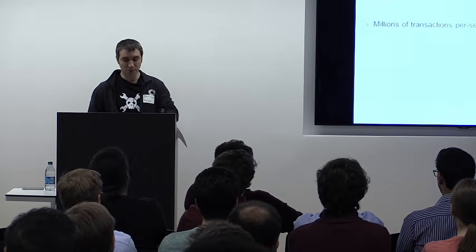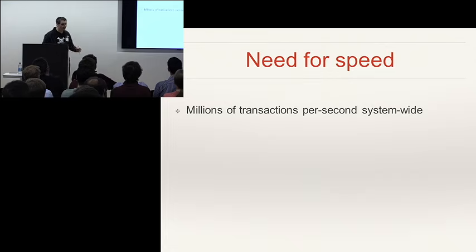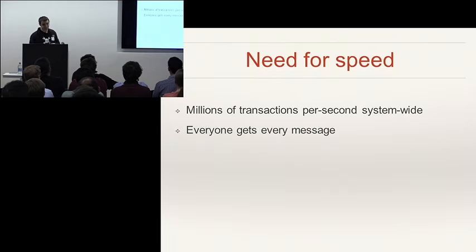So why do we need to be fast, right? We need to be fast for the obvious reasons, the millions of transactions that we're doing. But we also need the applications, those little boxes, to be really efficient because everyone sees every message. So you really have to have a strategy for discarding those things that you're not interested in. And you've got to be able to do it quickly.